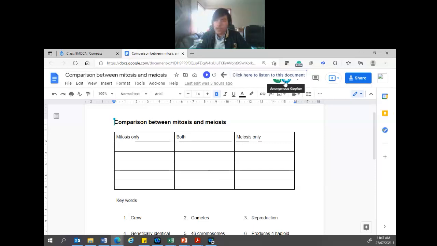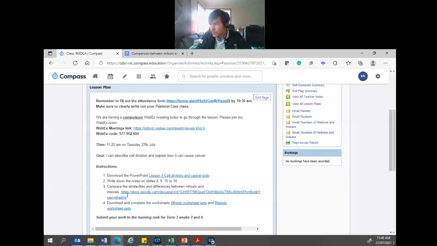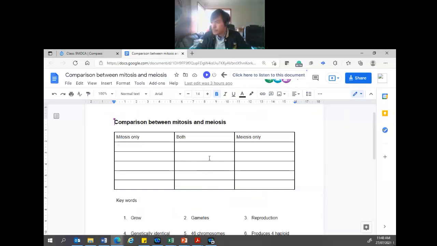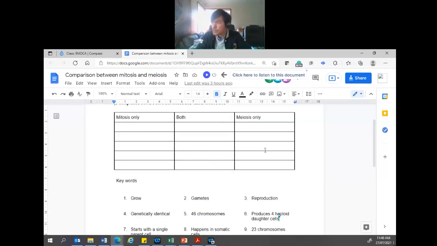So for the people who are on the Google Docs already, you can have a look at the keywords down here and think about where we can put the keywords in this table. It is on Compass, I believe it is dot point number 3. Yes, it is dot point number 3 right here. So if you go into Compass, go to the lesson for today, click on this link, and you would get to this Google Docs here.